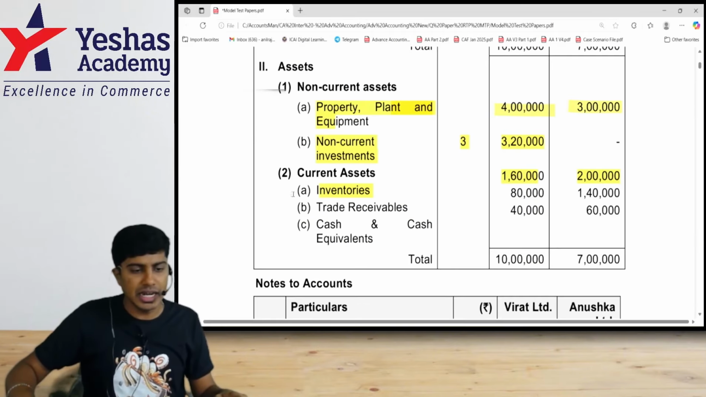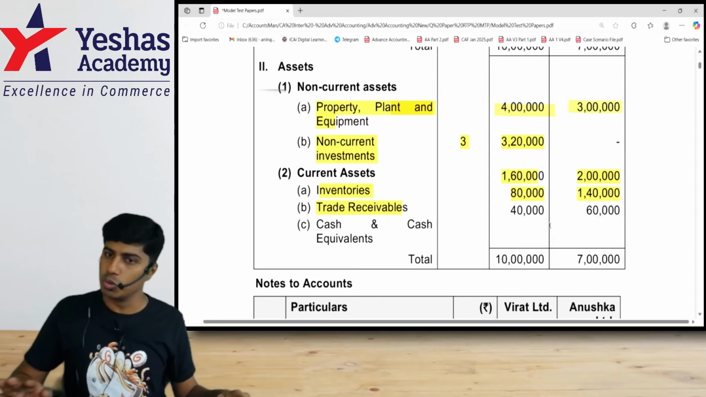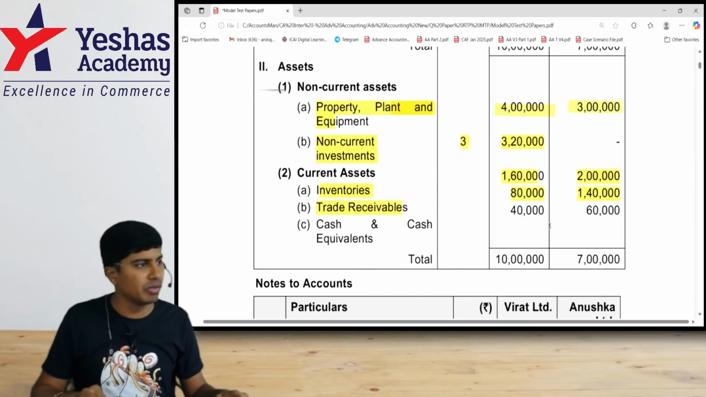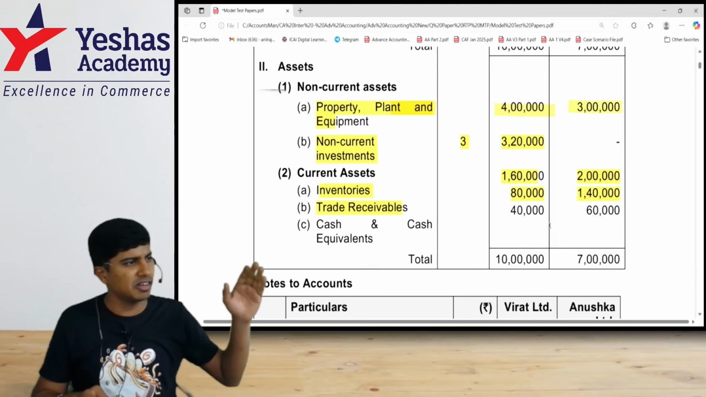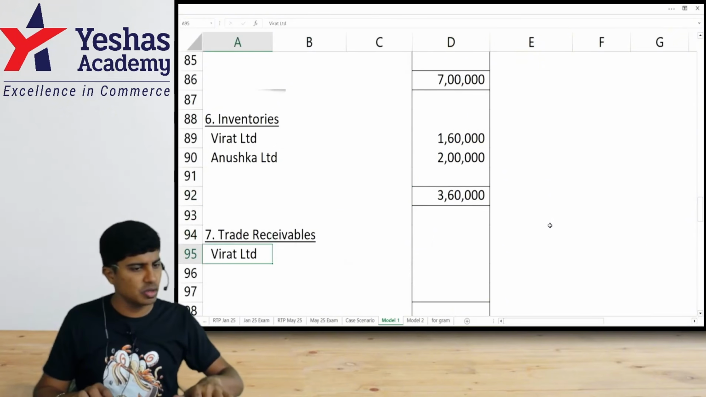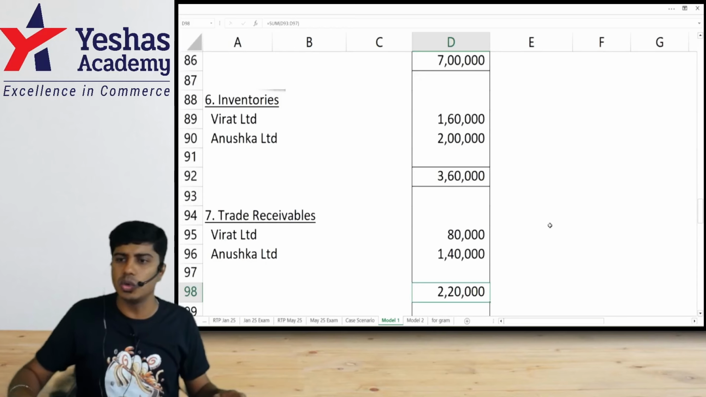Next, trade receivables. That of Virat 80, that of Anushka 1 lakh 40. There is no adjustments, there is no mutual indebtedness, there is no bills of one party to another, there is no owings from one to another. If it was there, we would have adjusted it from receivables as well as payables. So now let's write in trade receivables Virat 80, Anushka 140, together 220.